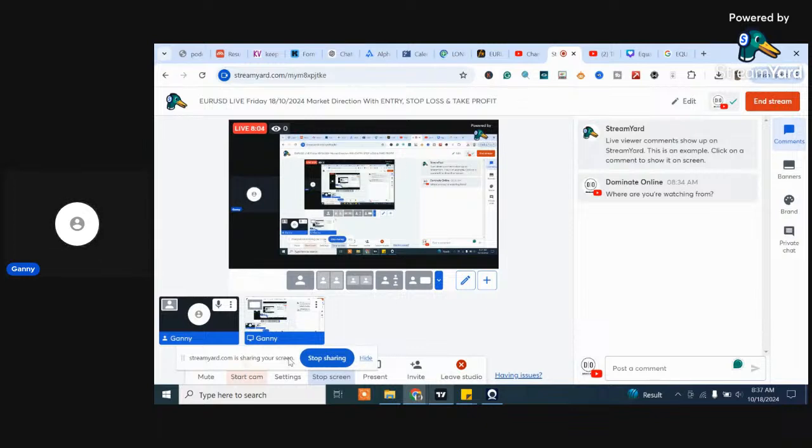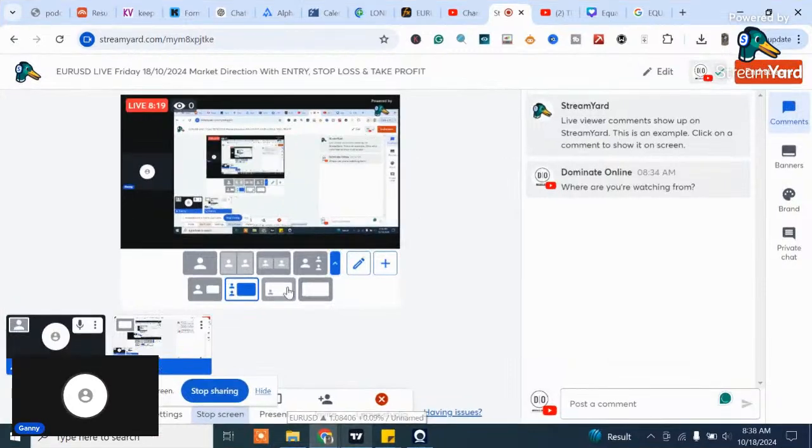So let me try and sort my camera out. Let me work on that right now so that we can continue with this, and so that you guys are able to see exactly what I'm seeing on my end.